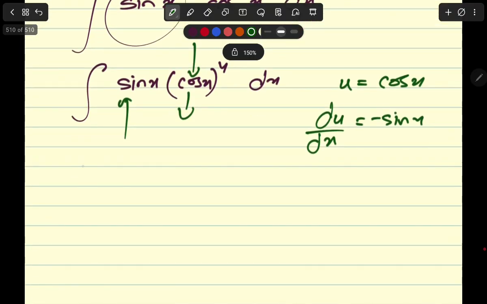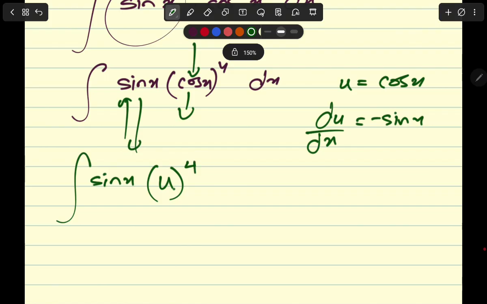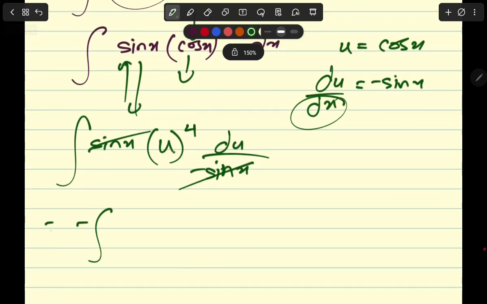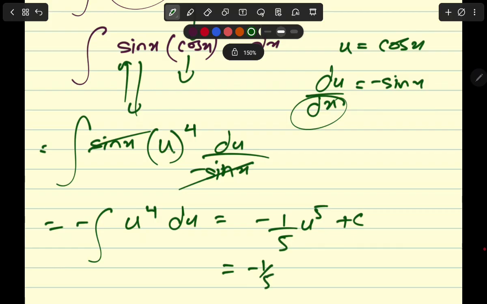Let's keep it as it is, and now let's start substituting. So sin x stays as it is, gets copied down. cos x is nothing but u, raised to the power of 4. dx is nothing but du upon negative sin x. Make sure that you're not making the blunder of forgetting the negative sign. Now sin x cancels with sin x, and I'm left with negative of the integral of u to the power of 4 with du, which is nothing but negative 1 upon 5 u^5 plus c, and this is negative 1 upon 5 cos^5 x plus c.